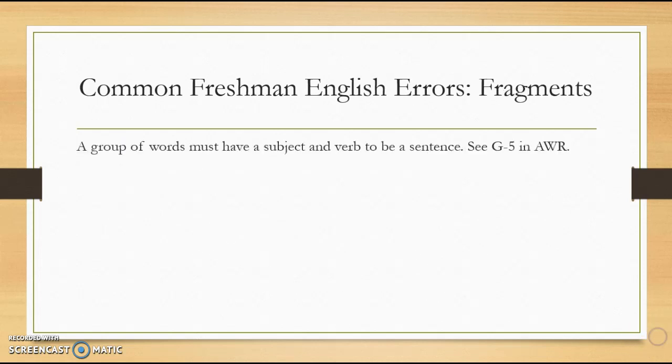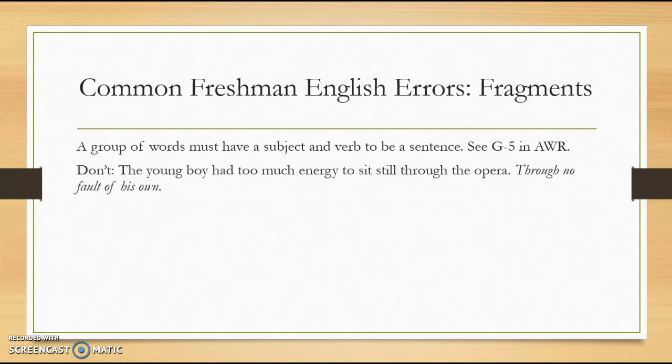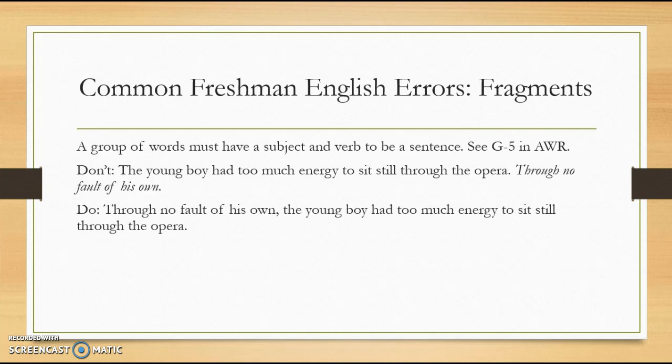Another common error is fragments. You need to make sure you always have a subject and verb to make it a sentence. See G5, please. Don't write: "The young boy had too much energy to sit still through the opera through no fault of his own." "Through no fault of his own" is a fragment. It is not a complete sentence. You can revise it this way: "Through no fault of his own, the young boy had too much energy to sit still through the opera."